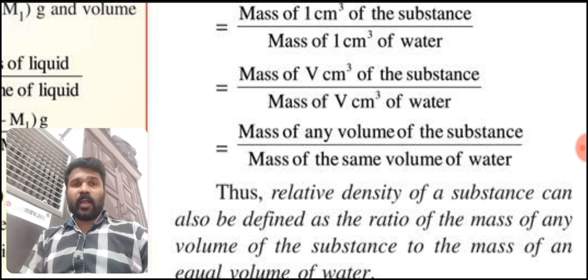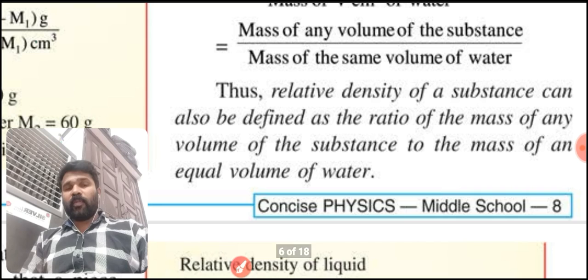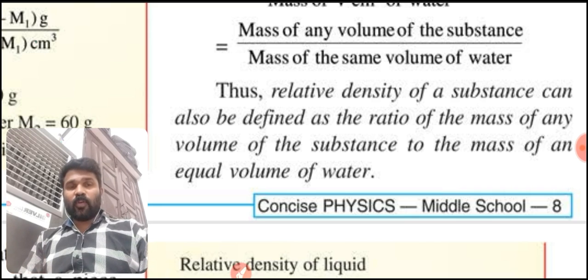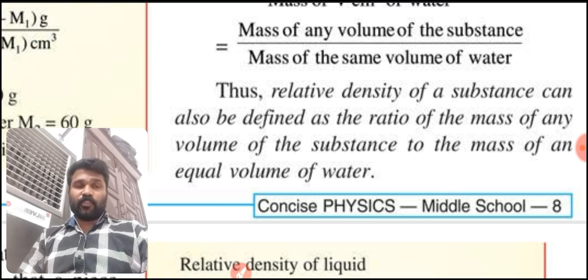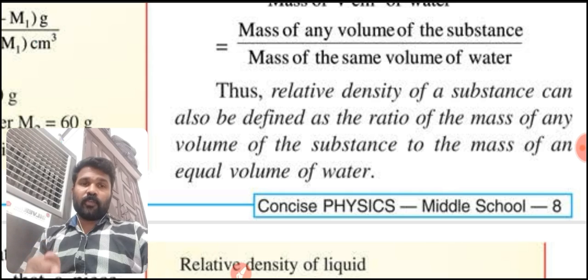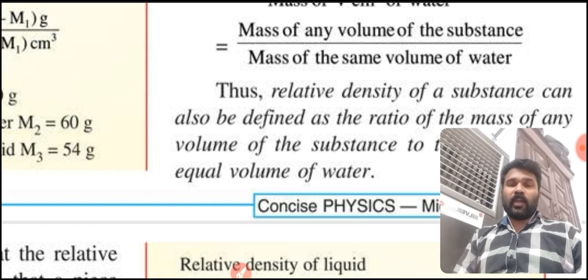So we can have one more definition for relative density. Thus, relative density of a substance can also be defined as the ratio of the mass of any volume of the substance to the mass of an equal volume of water. What is it? It is defined as the ratio of the mass of any volume of the substance to the mass of an equal volume of water.